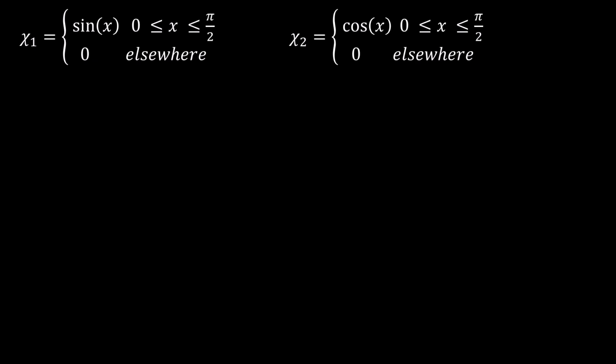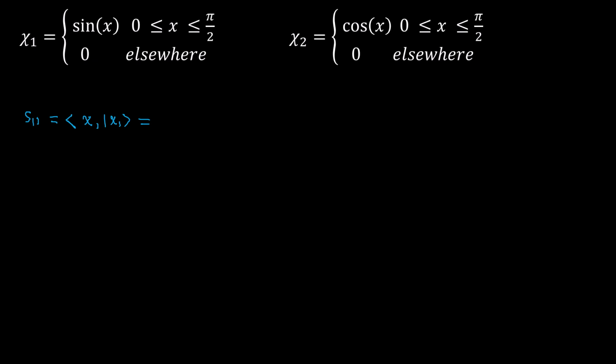So now, since we have two basis functions, we know that our overlap matrix is going to be a 2 by 2, so we're going to need 4 elements: S11, S12, S21, S22. Let's start by finding S11. So S11 in bracket form is going to be the integral of chi 1 chi 1.